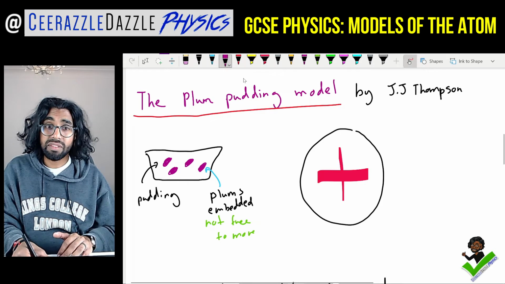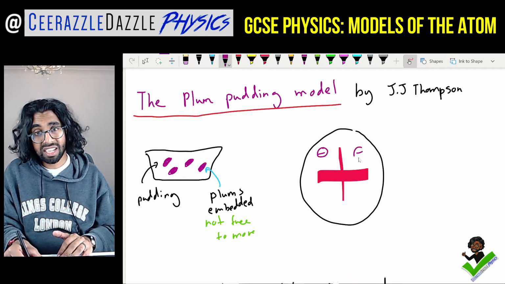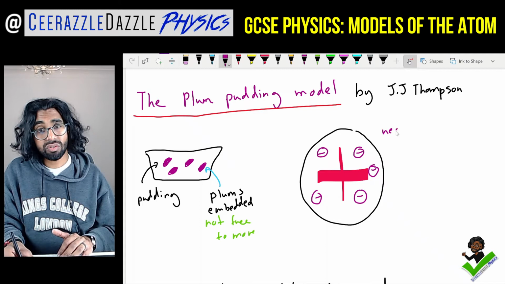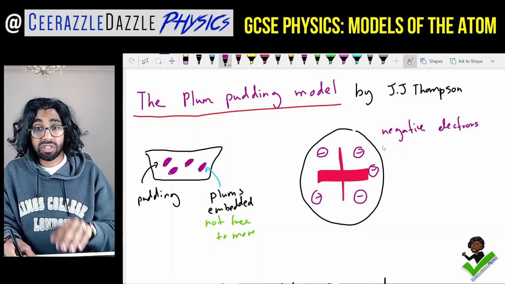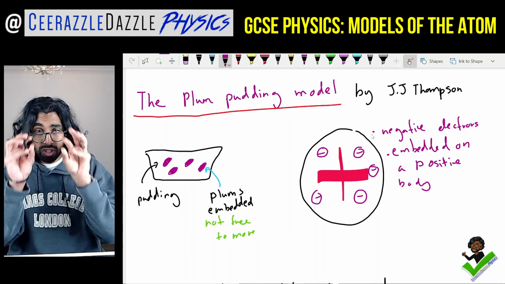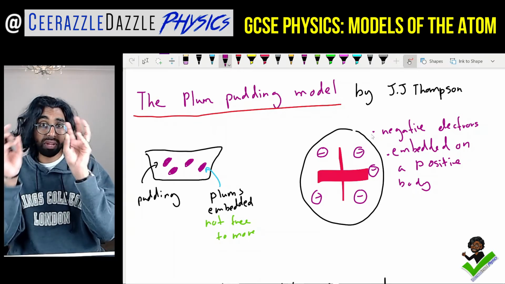And we have negative electrons embedded within it. So look, negative electrons are embedded within it. They are not free to move here. So we have negative electrons embedded on a positive sphere. There we go, guys. As you can see, negative electrons embedded on a positive body. So they're not free to move. The electrons are not free to move and they're placed on there.